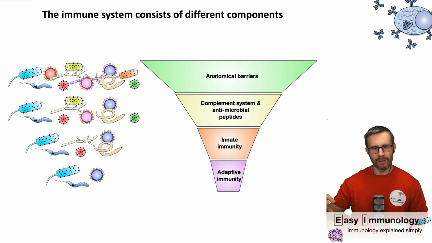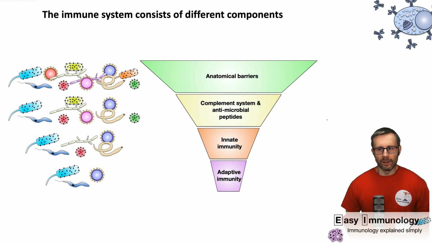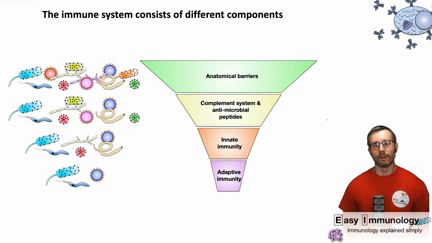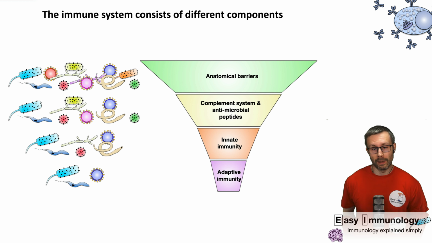And every barrier kills a lot of pathogens. The ones that are left, that have made it beyond the anatomical barriers, are killed by the complement system, and the ones that are not killed by the complement system are then attacked by the innate immune system, and the few that are left can then be eliminated by the adaptive immune system. So this is a mesh of processes that are connected to each other, and in most of us, it is enough to eliminate most of or all of the pathogens that we are confronted with on a daily basis.